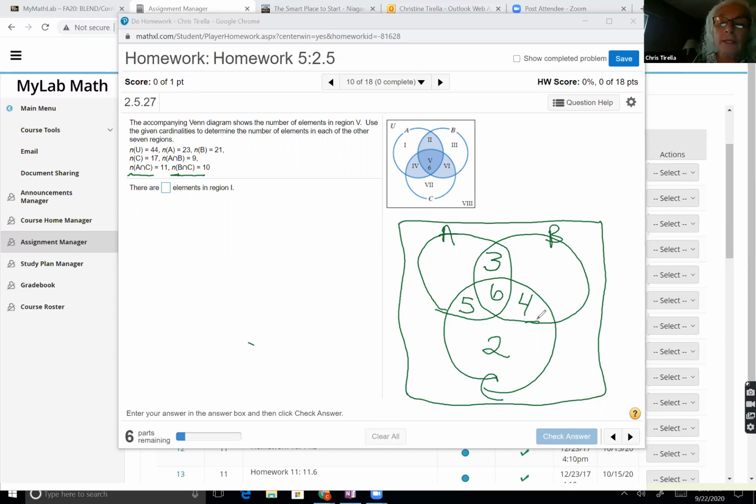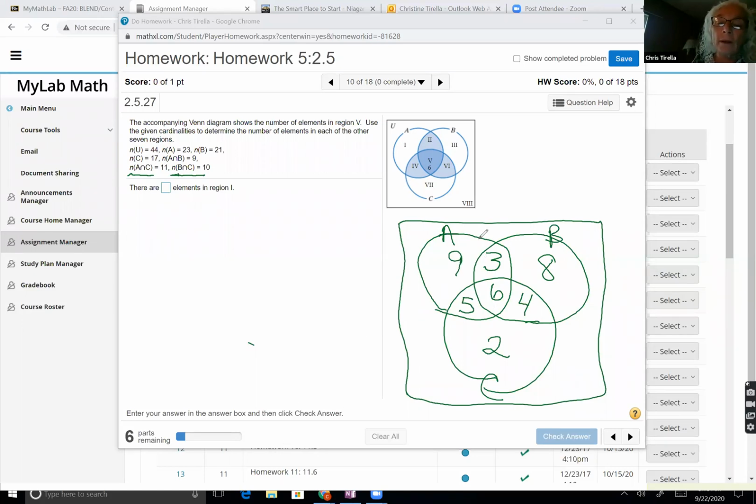Region B needs to contain 21. Right now we have 13, so we need 8 more. Region A is supposed to contain 23. Right now we have 14, so we need 9 more.